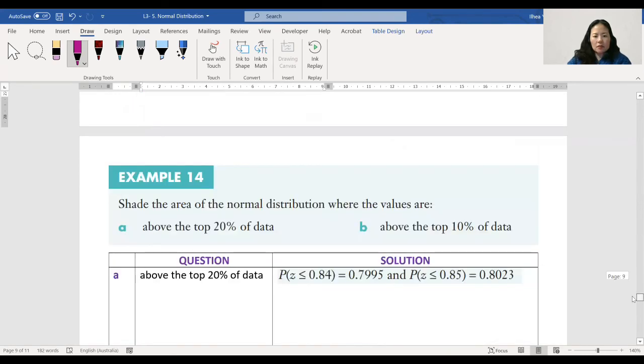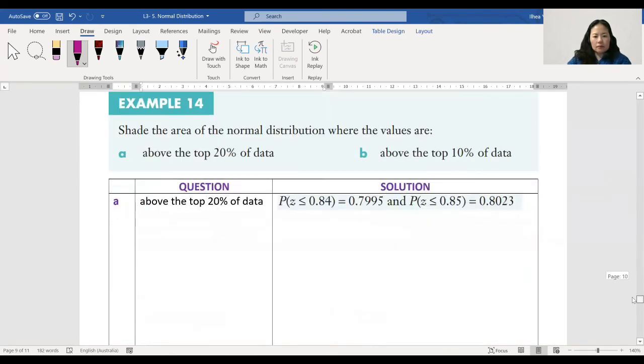Next one, example 14. Okay, so this one is actually not finding anything much. It's shade. Well, that's what you thought, didn't you? But you have to find something, because when we shade and find area, you have to indicate the Z score, where the shading part will start. Okay, so we need to find the Z score and then shade. Okay, so let's have a look at that.